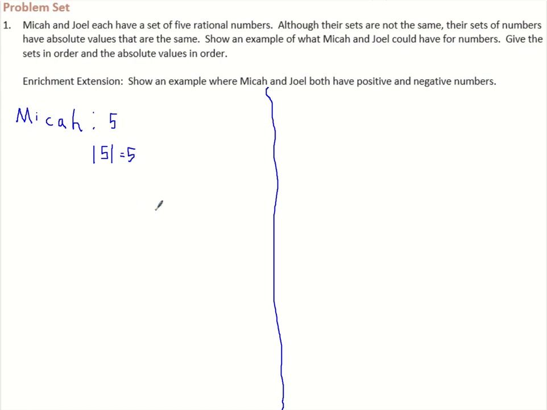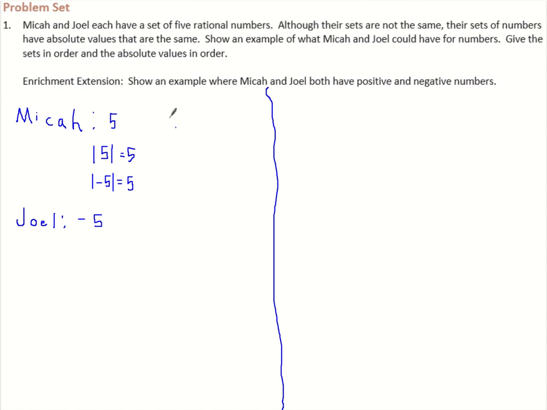What other number is going to have an absolute value of 5? Well, there's only one other number that has an absolute value of 5, and that is going to be negative 5. The absolute value of negative 5 is going to equal 5. So that means that Joel needs to have negative 5 in his set. So basically, Mika's just going to have a bunch of positive numbers. And Joel is going to have the opposite of those positive numbers in his set, so that their sets have the exact same absolute values, but their sets are completely different.